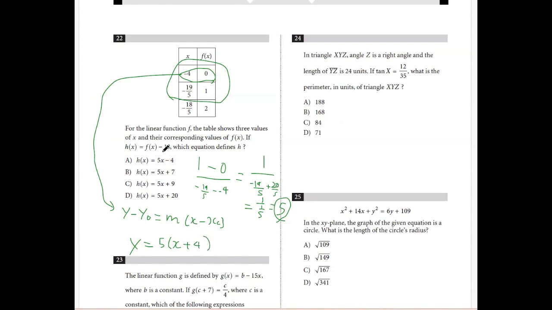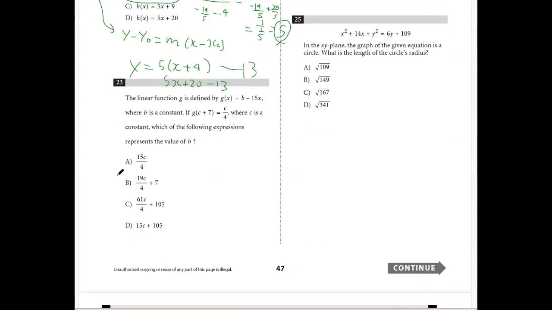Now I need to subtract 13 in the end here, because that is how h of x is defined. So 5x plus 20 minus 13. So B, as in boy, is the correct answer choice here for question 22.